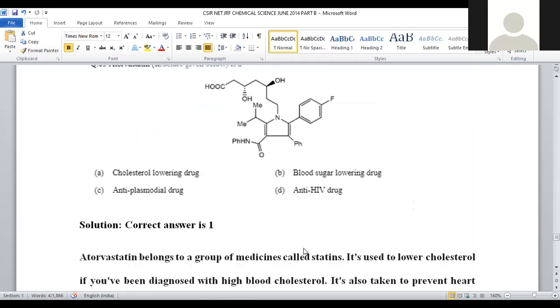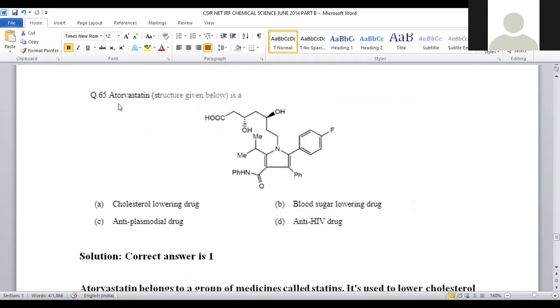Let us move on to question number 65. Atorvastatin is a kind of medicine which is available in the market and widely used as a cholesterol lowering drug. It is made up of a system called pyrrole, in contact with a benzene ring, and amide moieties are present, polar hydroxy functional groups are also available, and a terminal carboxylic acid is there. This is the system.